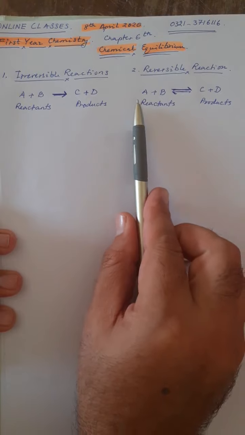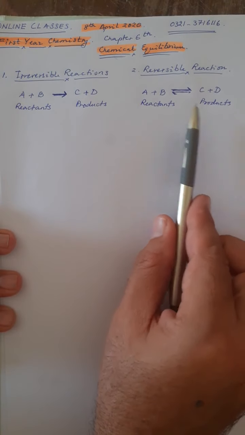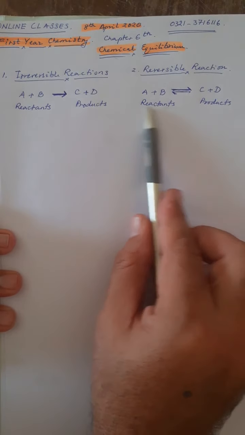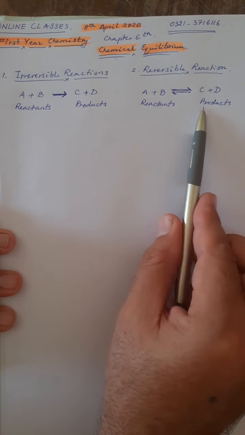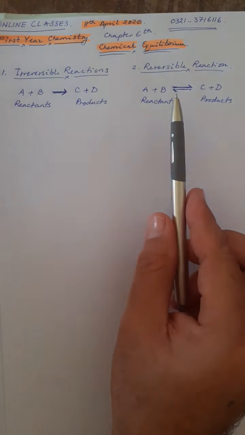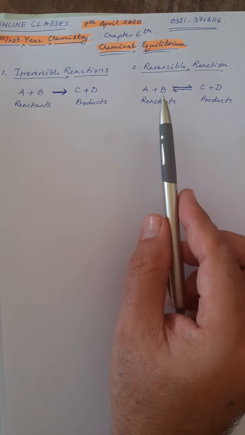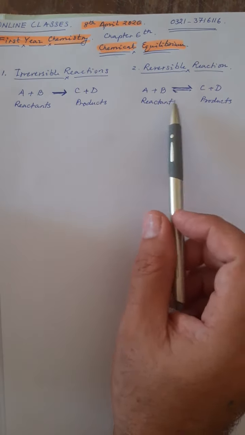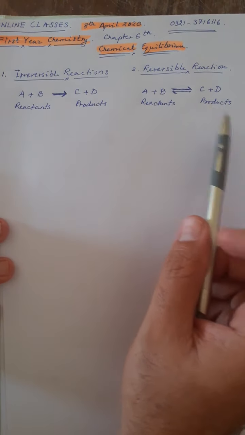No, because AB will make CD and the CD will also react to make AB, and this will go on and on and on and on. Reactants converting to products, at the same time products converting to reactants. Concentrations are not changing, but the reaction is taking place inside.